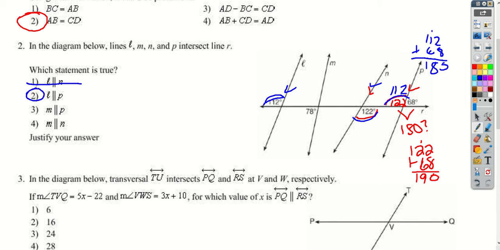If we look at M and P, you can see this angle, the 68, should be the same as this angle. And then these angles should be equal, but they're not. So that's out. And then we look at the next one, M and N, same concept. These two angles should be equal. So this should be 78. And then together, these should give you 180, right? And that's too much. This is actually 200, so not going to work.